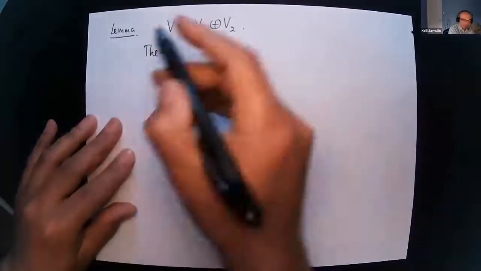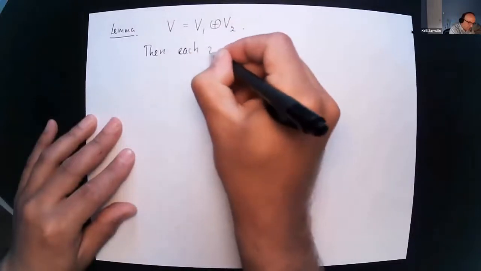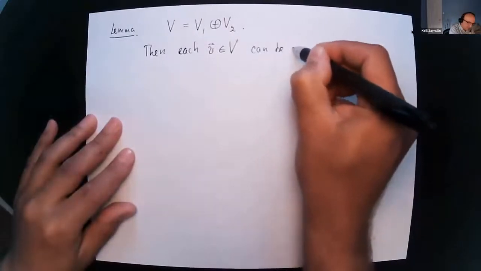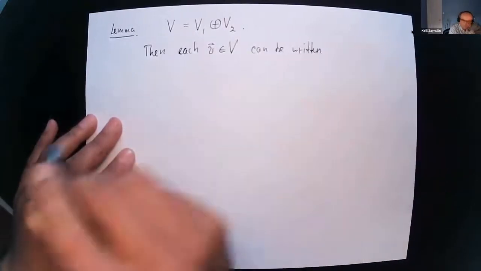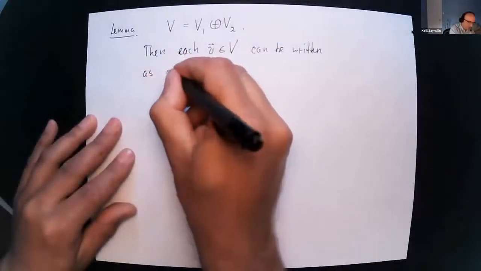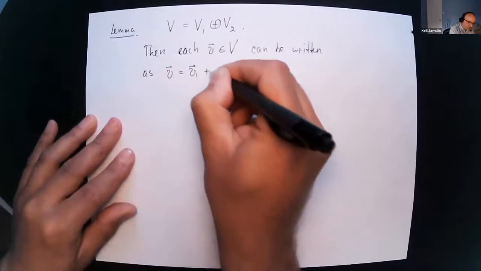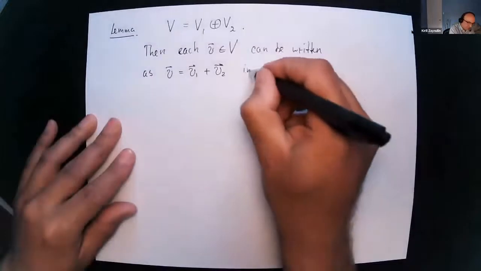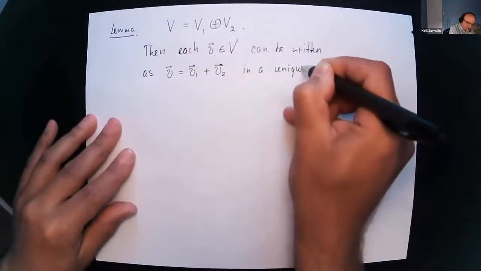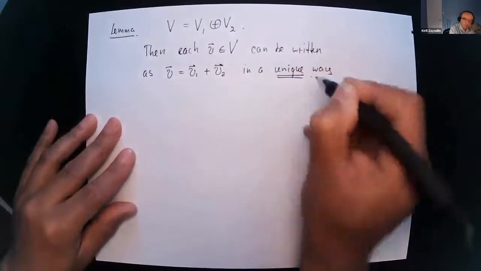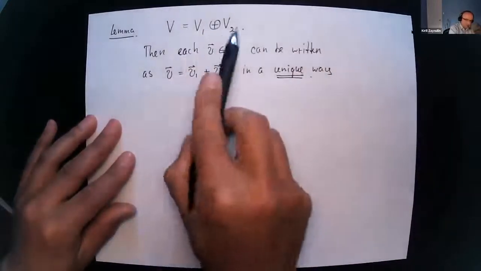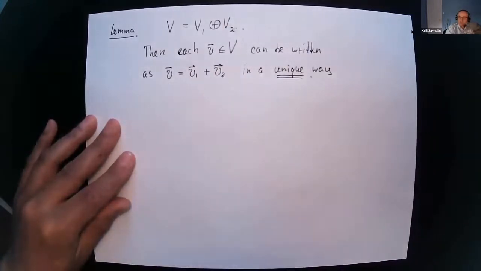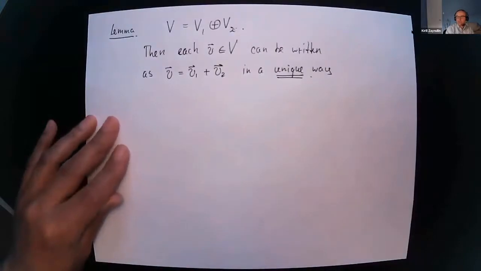Each vector from our vector space can be written as V is V1 plus V2 in a unique way. Here the key word is unique, because if it's a direct sum, then the property that we can write V as a sum is already there. It's one of the conditions, so it's kind of tautological, automatic.